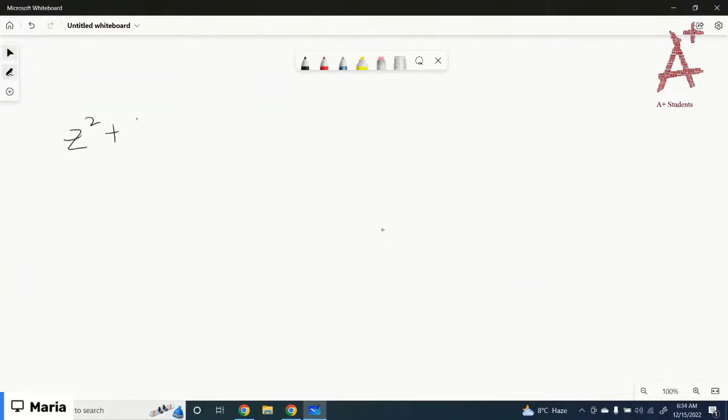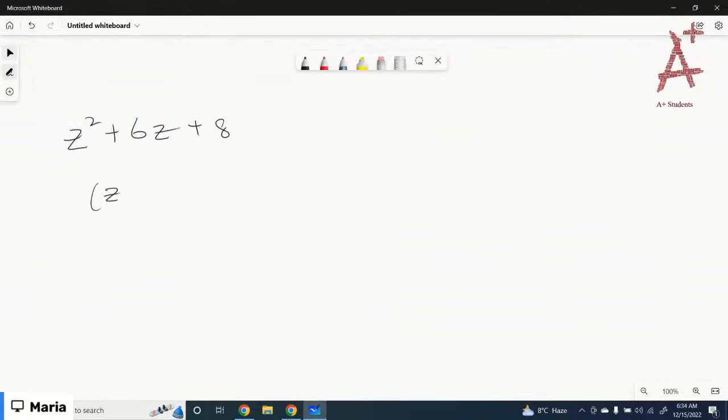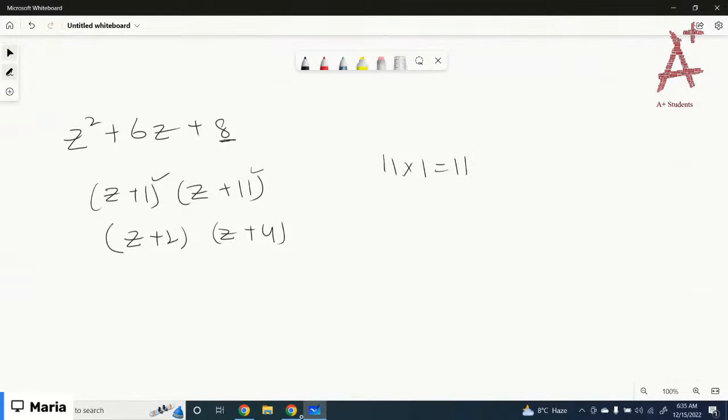Z square plus 6z plus 8. And the options are z plus 1, z plus 11. And the second one is z plus 2, z plus 4. Okay. When you multiply these two numbers, they have to make 8. 11 times 1 is 11. They don't make 8. When you add them, they have to make 6, but they don't make 6. They make 11. That means this isn't the correct option.